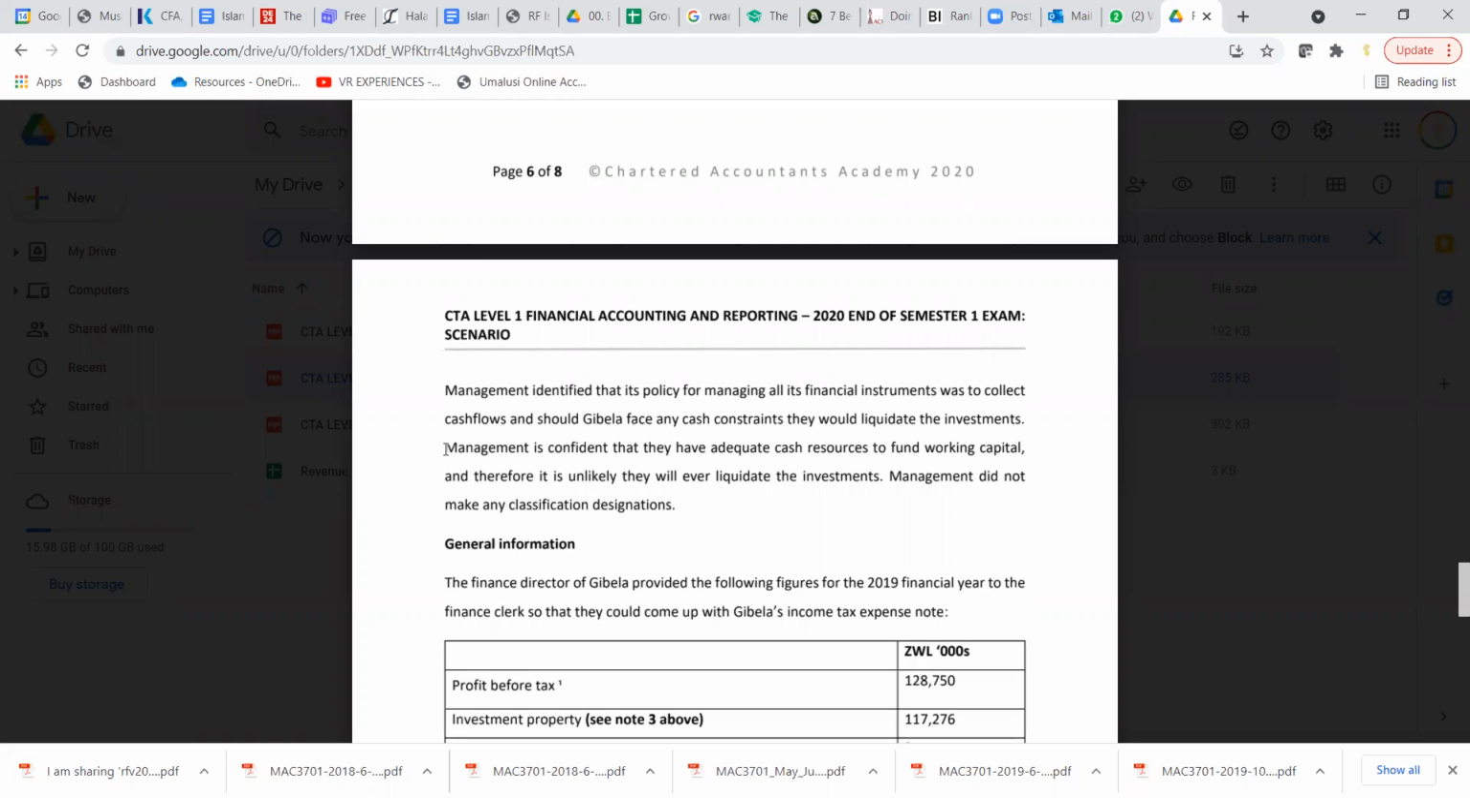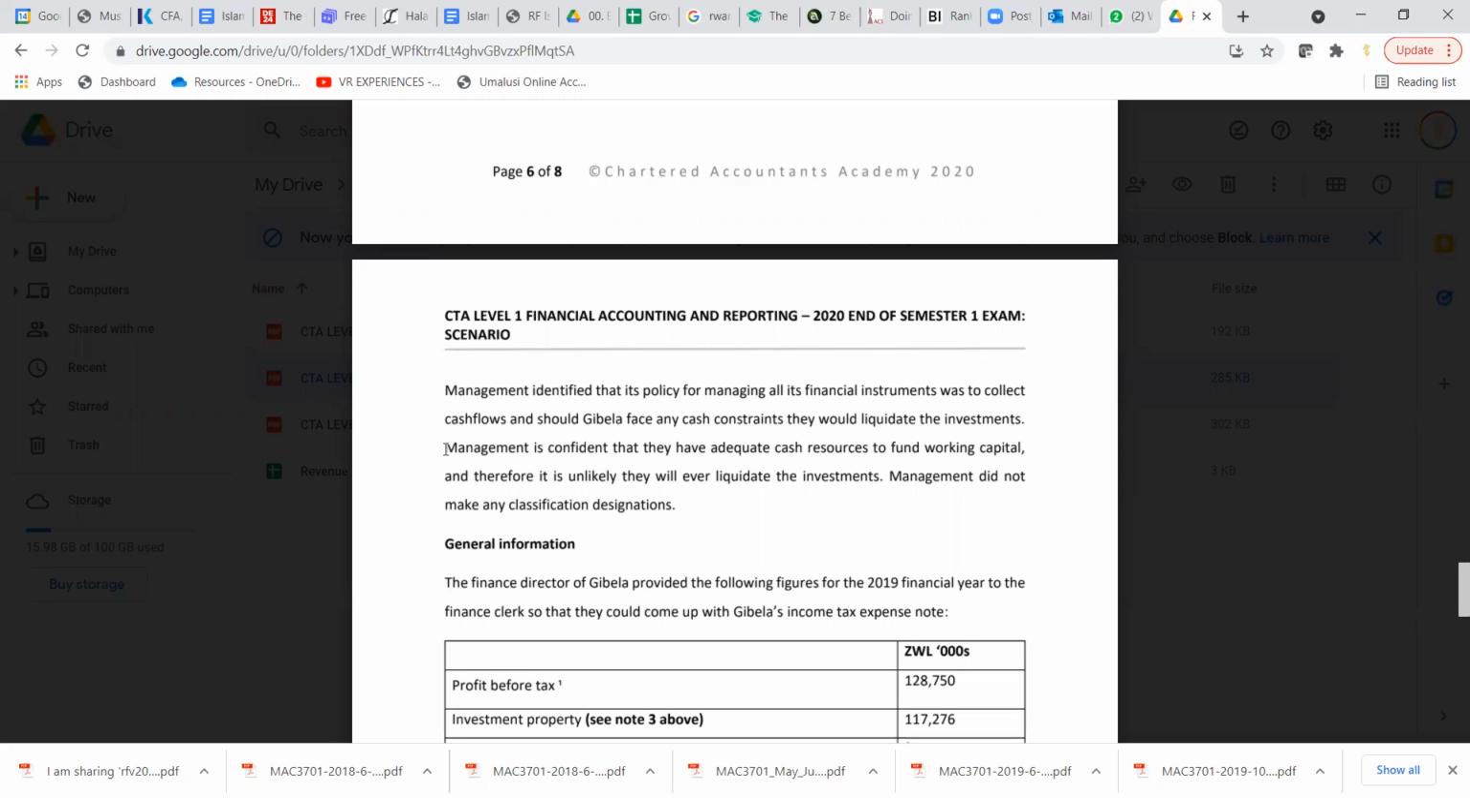Now you tell them, in order for it to be fair value through OCI, one of two scenarios is possible. Number one, the company, Gibela, elects to irrevocably classify the preference shares at fair value through OCI. You tell them they did not, so therefore it can't be that one. The second one is it is mandatorily classified at fair value through OCI. Now I must tell them when it is mandatory.